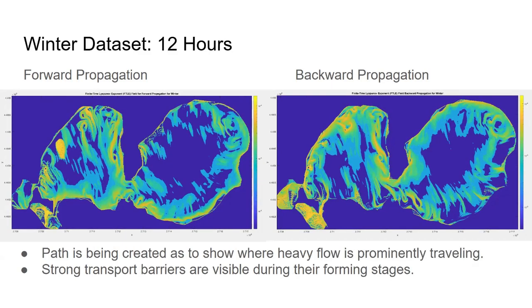Next is the 12 hours. The path is being created to show where heavy flow is prominently traveling to. Strong transport barriers are visible during their forming stages. So basically, transport pathways are emerging and becoming more visible after 12 hours.